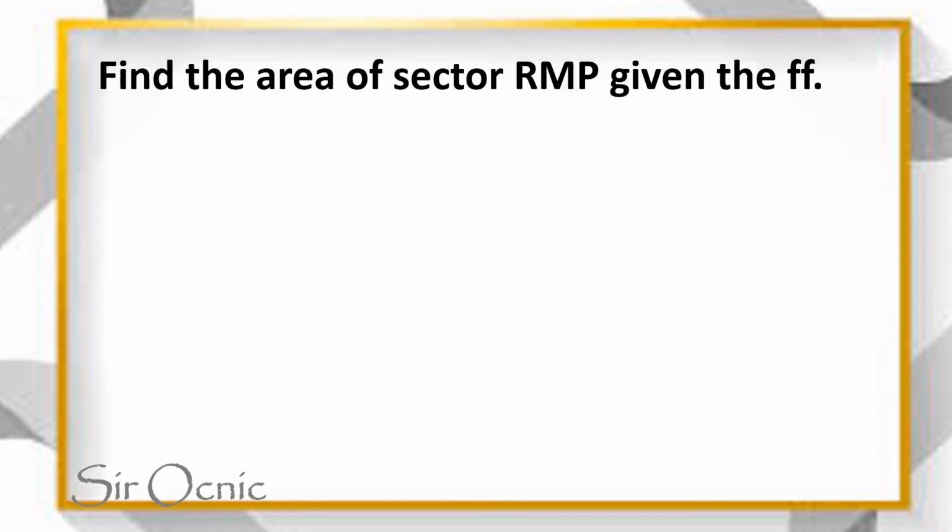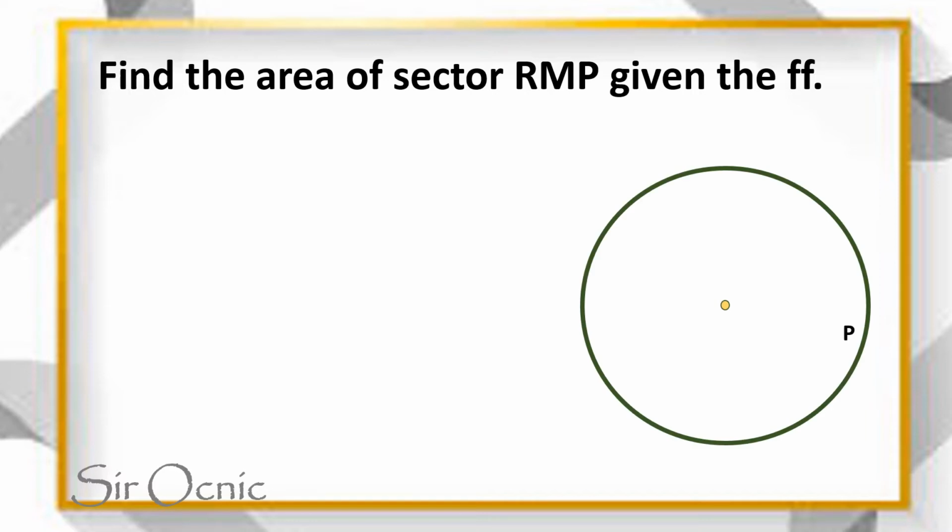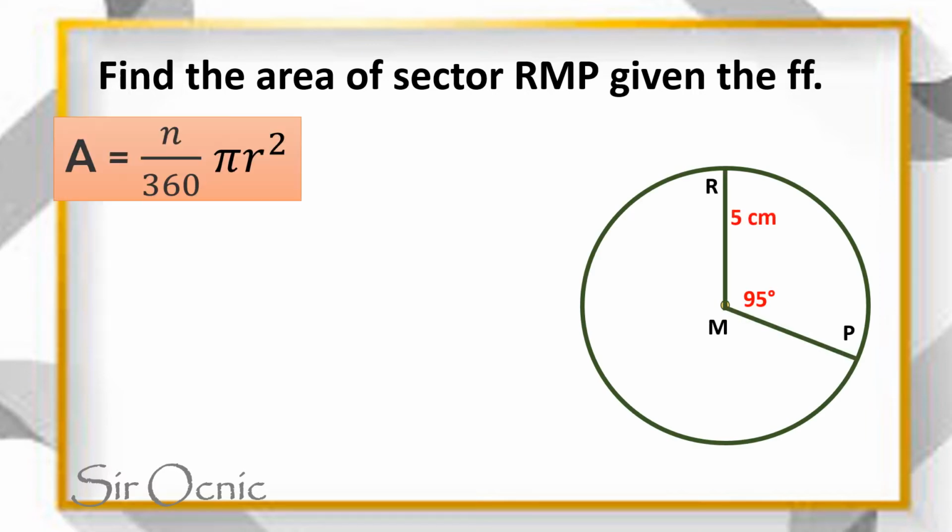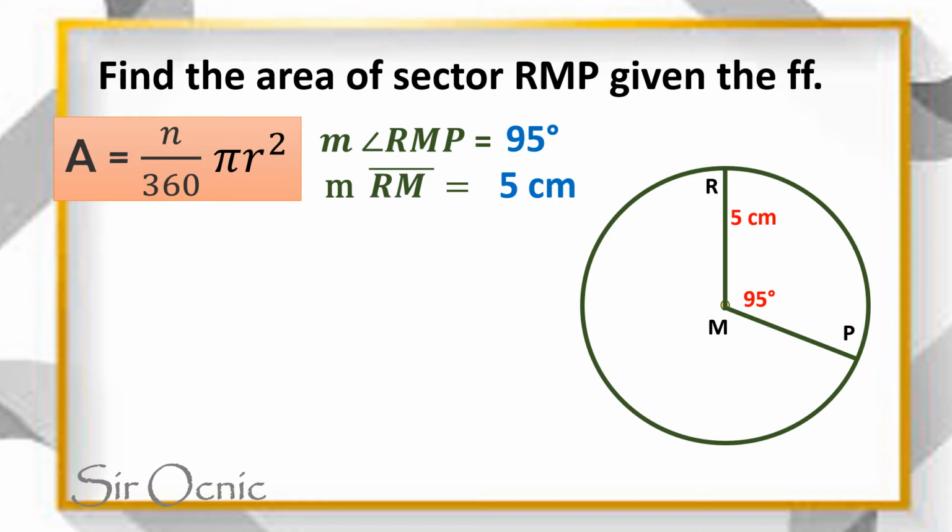Find the area of sector RMP given the following. The given facts based on the figure are the measure of angle RMP, which is the central angle, is equal to 95 degrees, and the measure of segment RM, which is a radius, is equal to 5 centimeters.